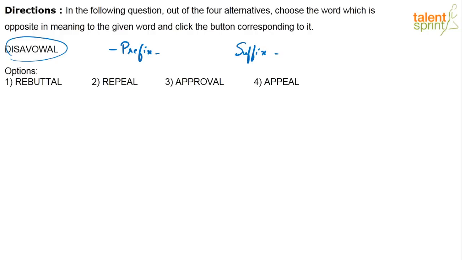Yeah, thank you. So I have the prefix dis and I have the suffix al, right? And if you look at my options, I have al as a suffix for everything. Now, from my options, I'm only going to focus on my prefix dis. What's the meaning of dis? It's important for us to know the meanings of as many prefixes and suffixes as possible.